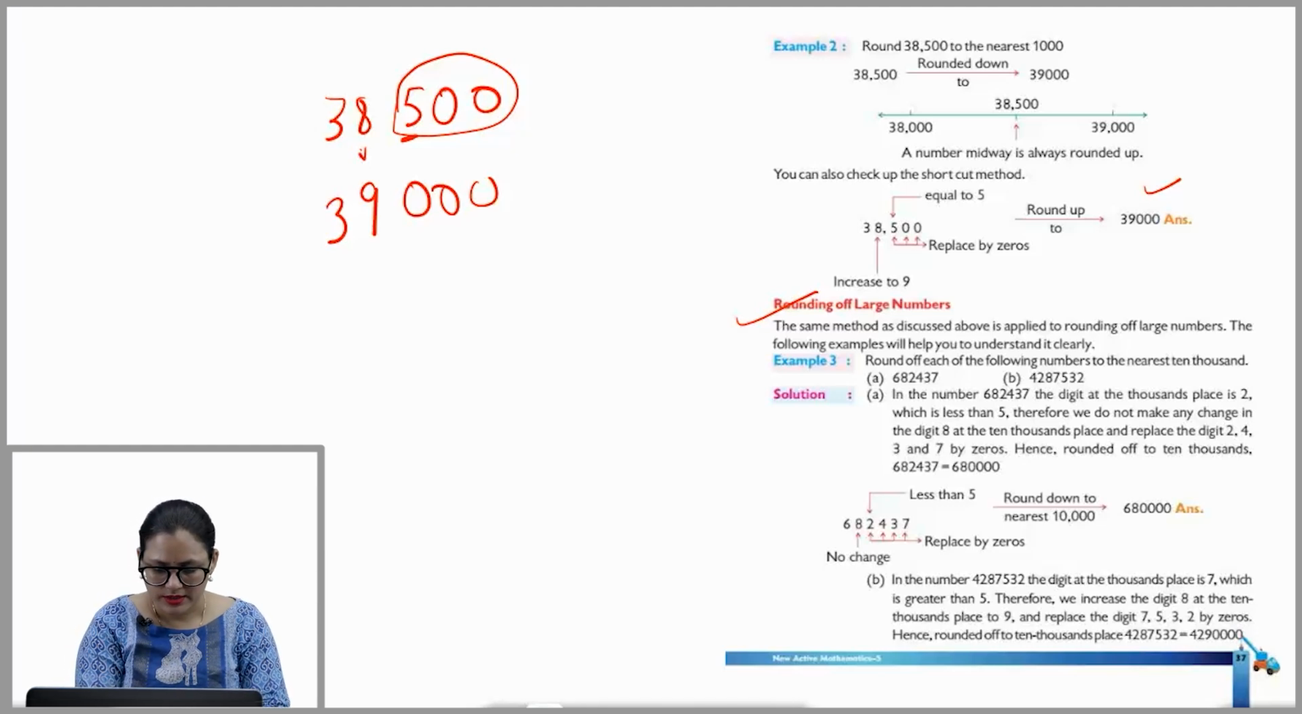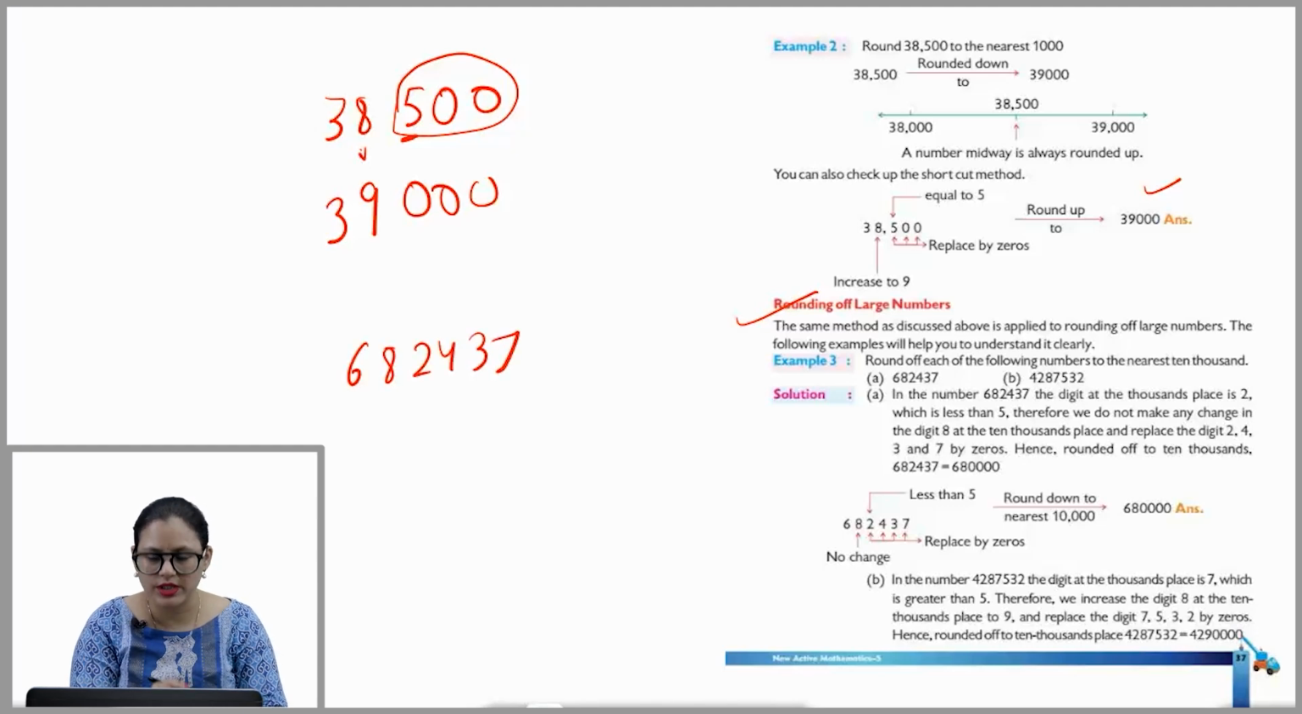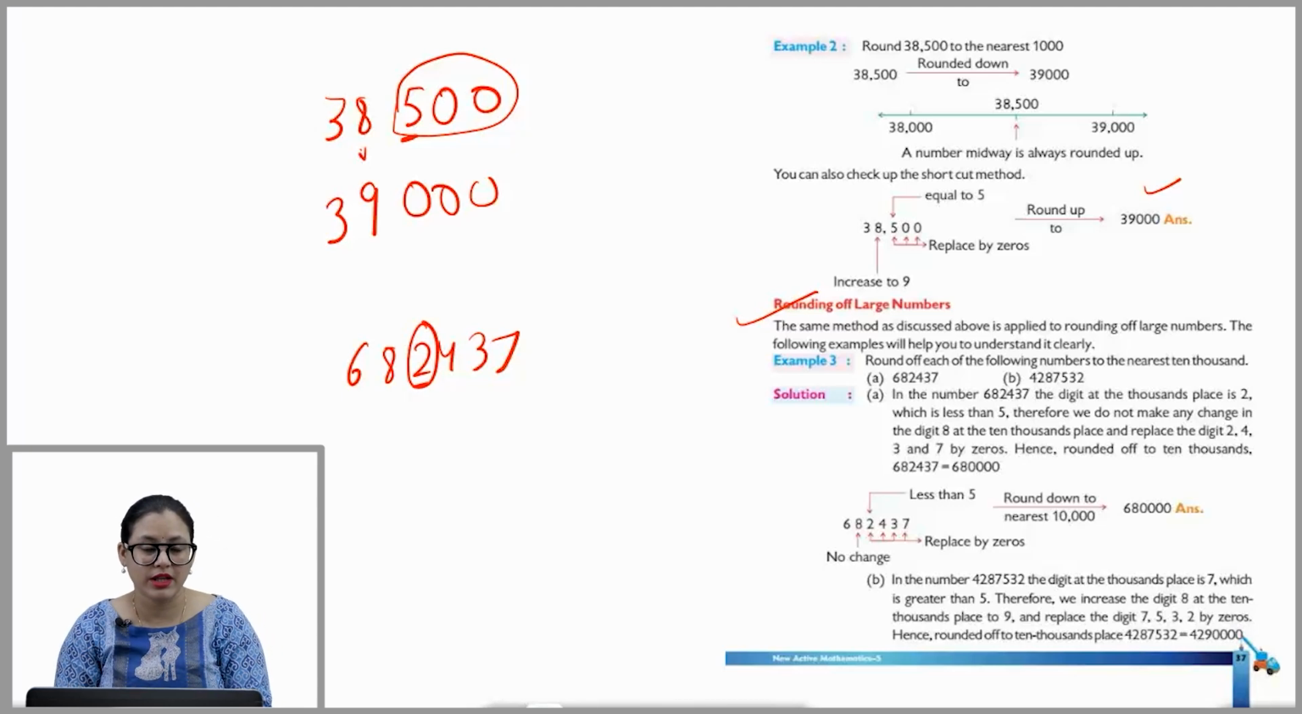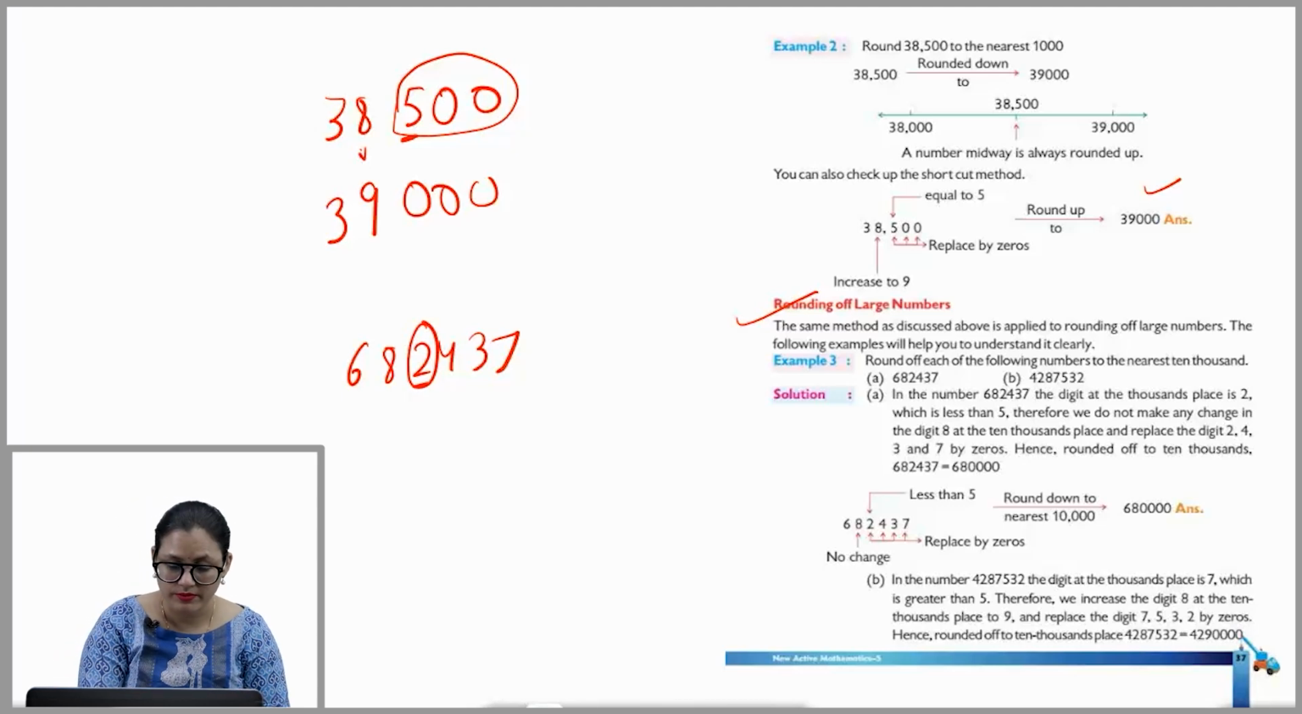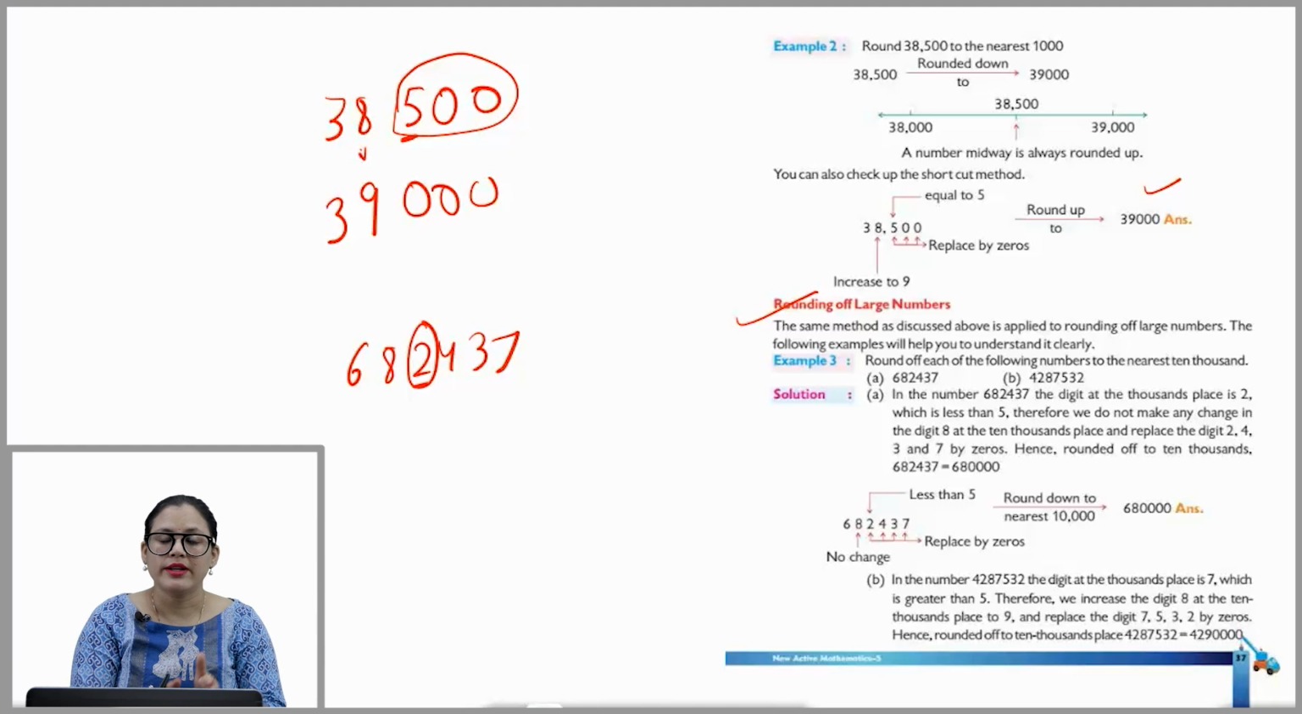Let's check. 6,82,437, and we have to round this to the nearest 10,000. So we will check the digit at the thousandth place. 2 is less than 5. That means there will be no changes in the digits to the left of 2, that is 68, and we'll put 4 zeros in place of these 4 digits, 1, 2, 3, 4. So this is the answer.